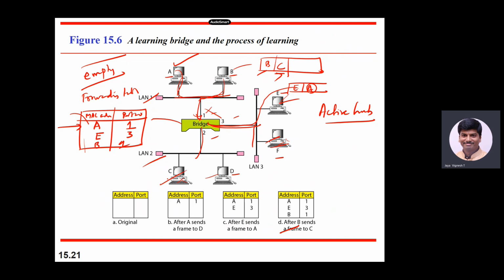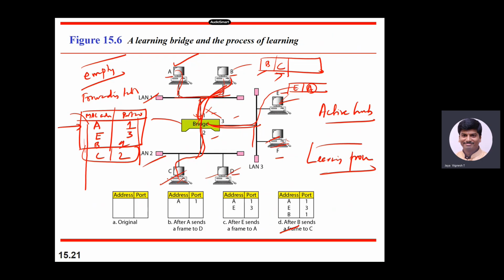But then if C starts to send back a response to B, this time the bridge learns that C is mapped to port 2, and it's not going to flood. It also knows that B is mapped to port 1, so it switches the frame to port 1. So slowly, it starts to learn from the frame movements that are happening, and gradually it starts to populate its forwarding table. This is the learning process. The learning process is dynamic, and it keeps updating its table. I hope you're able to understand the learning process that's happening. Quite interesting in terms of this.